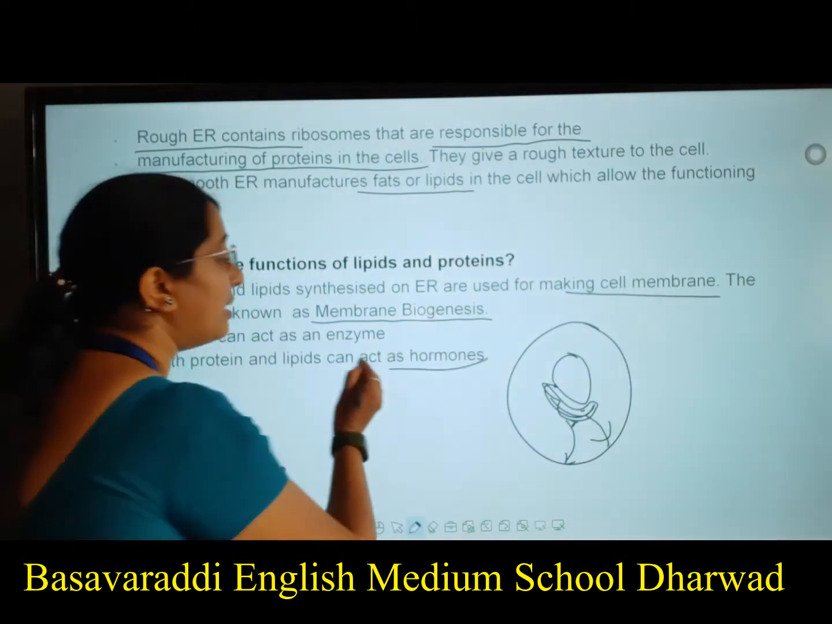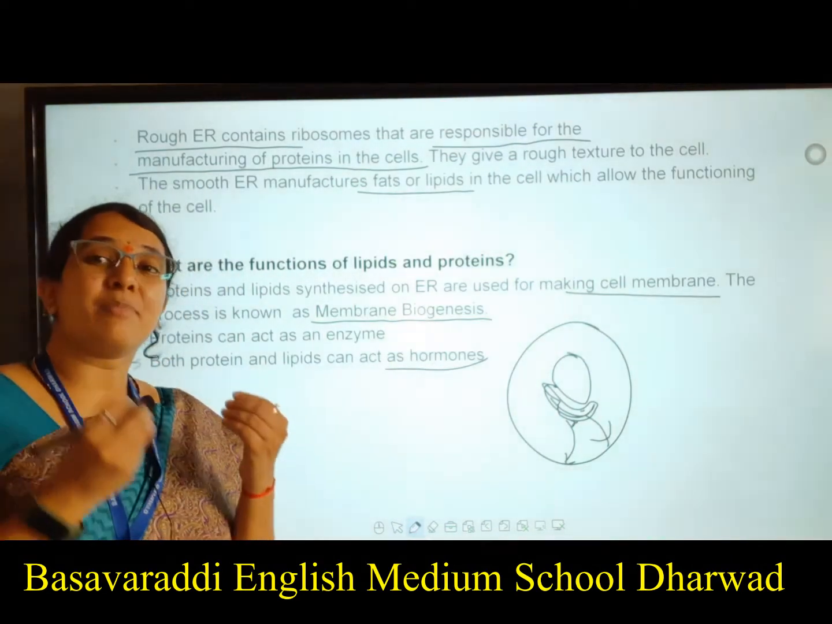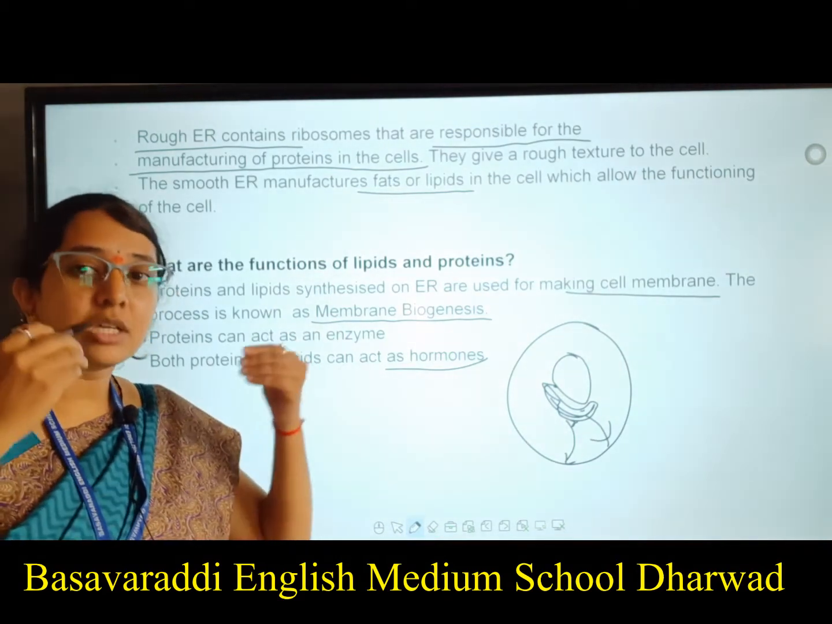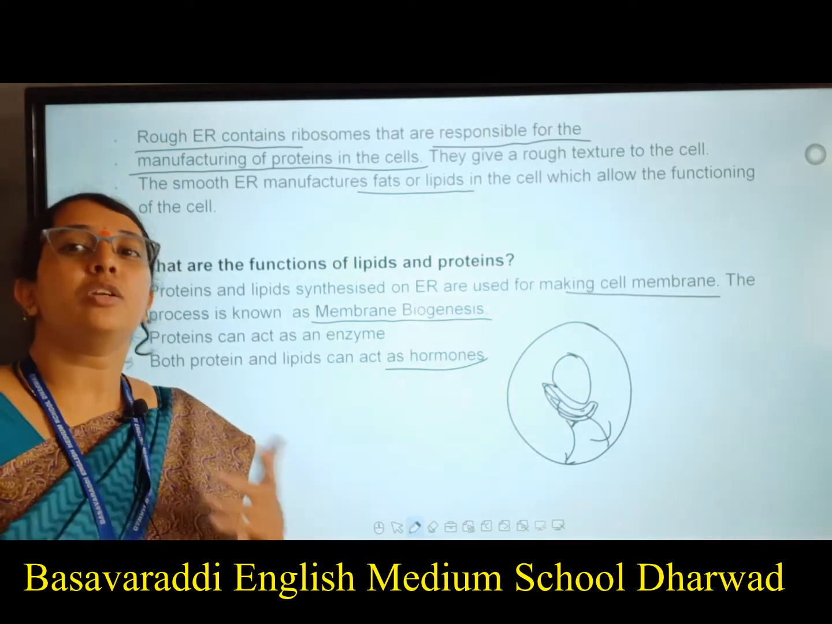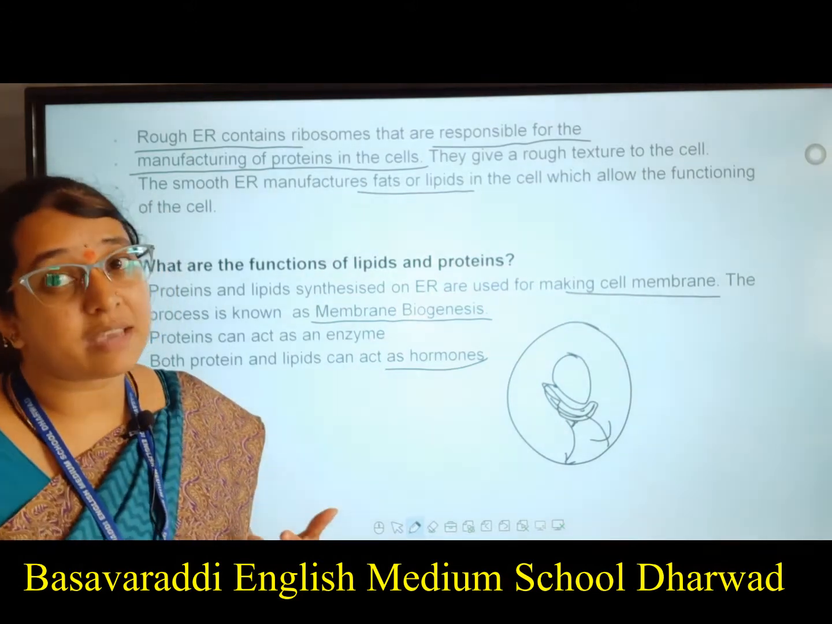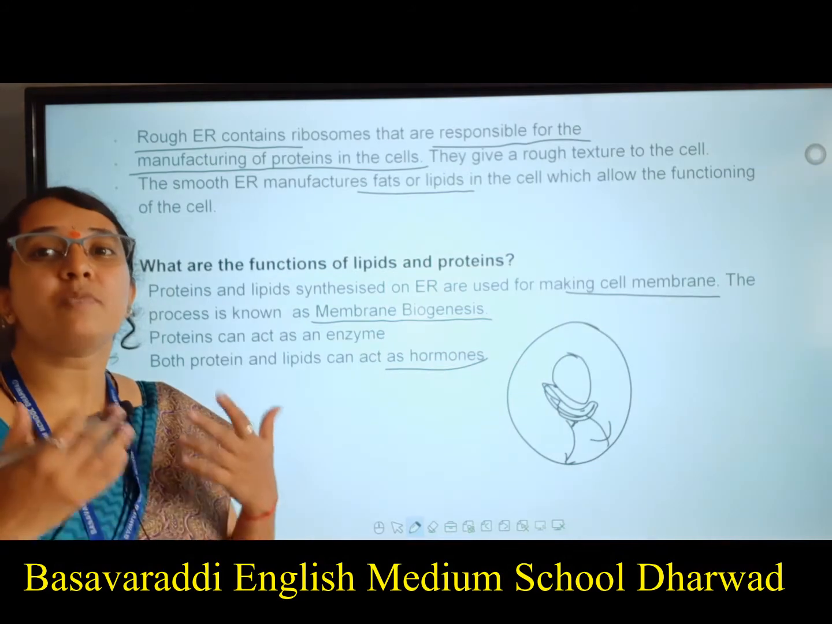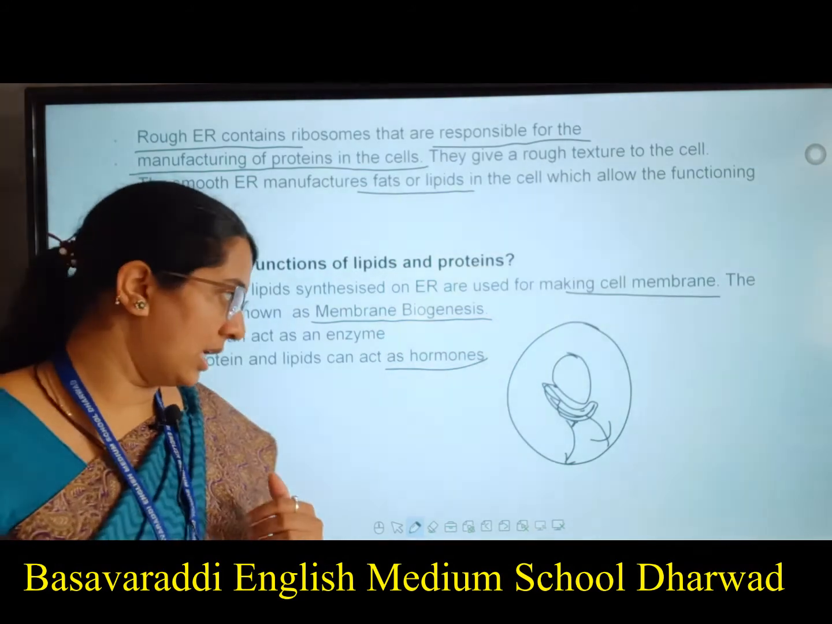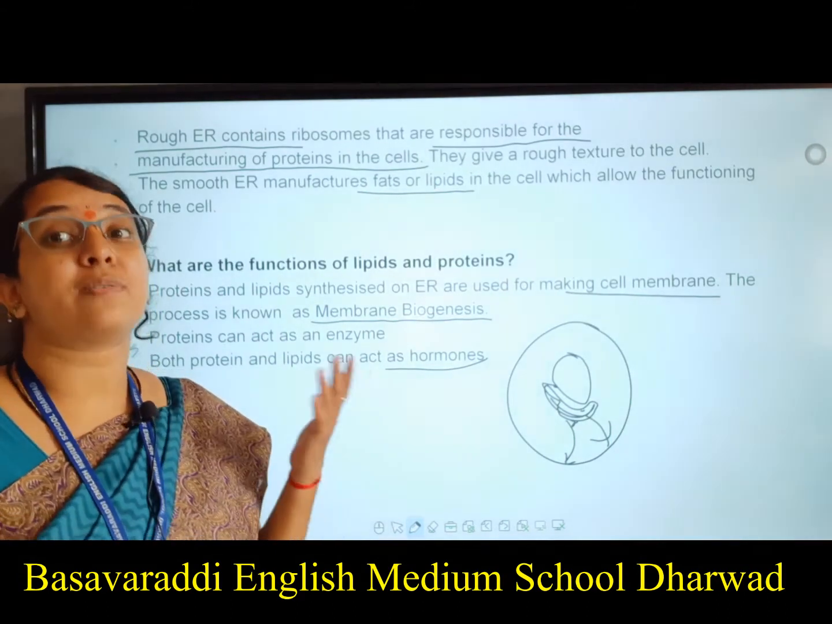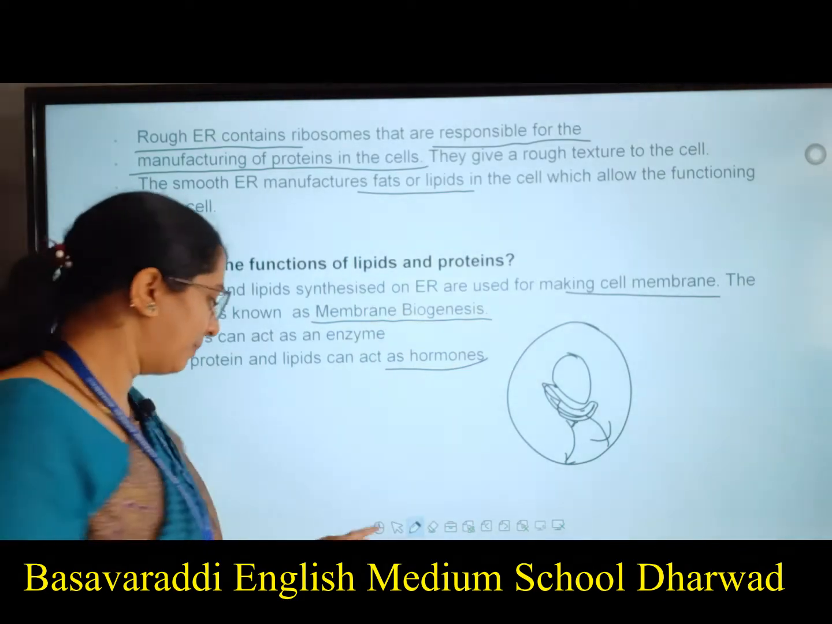So they have the ability, yes, to act as hormones. It means these are chemical substances which are very important in a body. Each part in a body has these enzymes. In the stomach we have digestive enzymes. In the liver also we have some enzymes. Yes, these enzymes play a very important role here. So these proteins and lipids may act as enzymes as well as hormones.